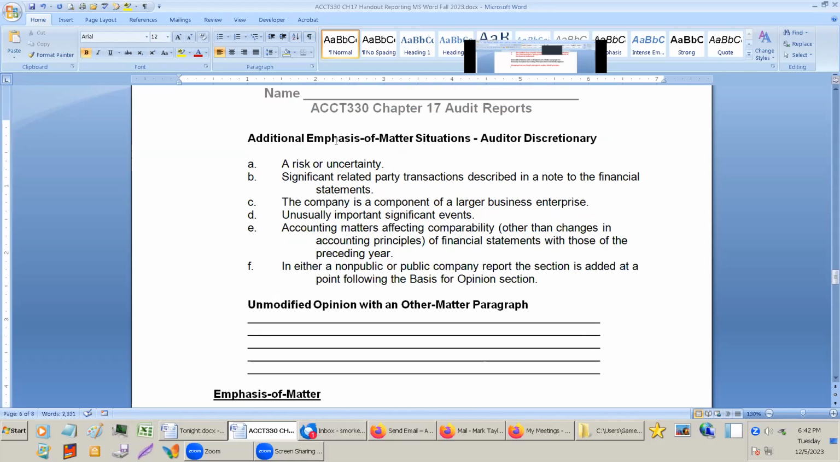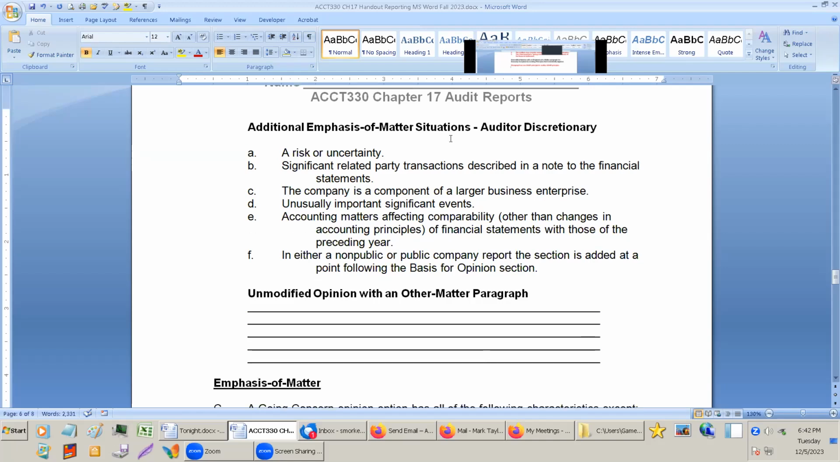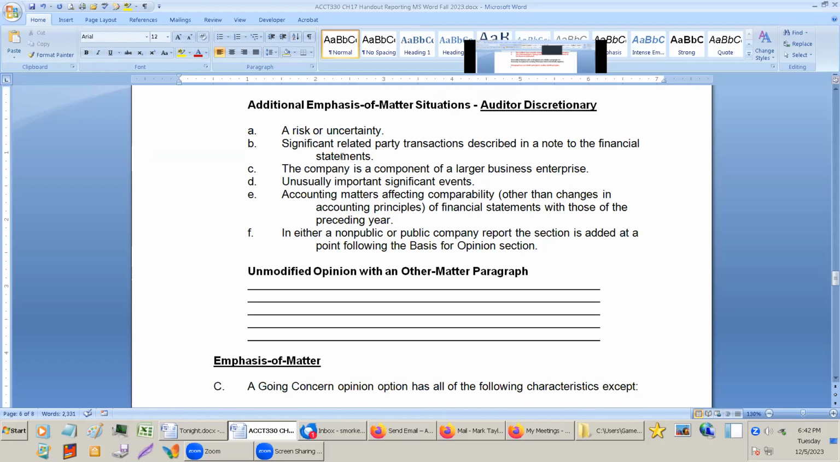So emphasis of a matter, additional emphasis of a matter situation. These are discretionary ones, so you do not have to, but you may put these in. These are usually big things. For instance, there is risk of uncertainty. These are not usually your normal risks. I'll give you an example.